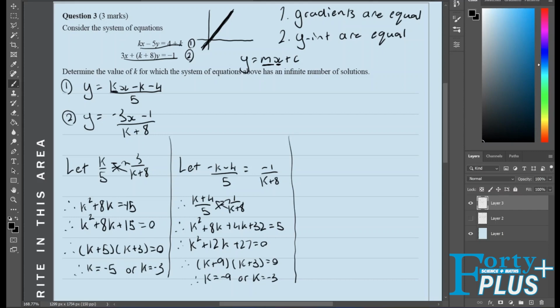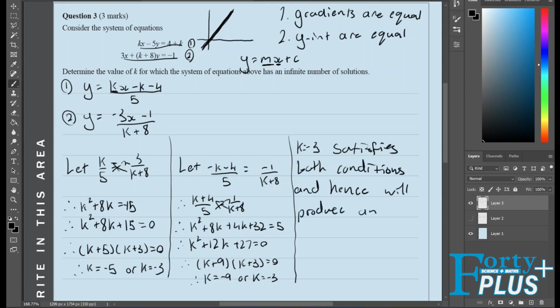The last part of this question is to choose the solution which satisfies both conditions. And the only value that satisfies both conditions is k equals negative 3. So we're going to speak to the examiner now. We're going to write a small sentence for them. So we'll say k equals negative 3 satisfies both conditions, and hence will produce an infinite number of solutions.